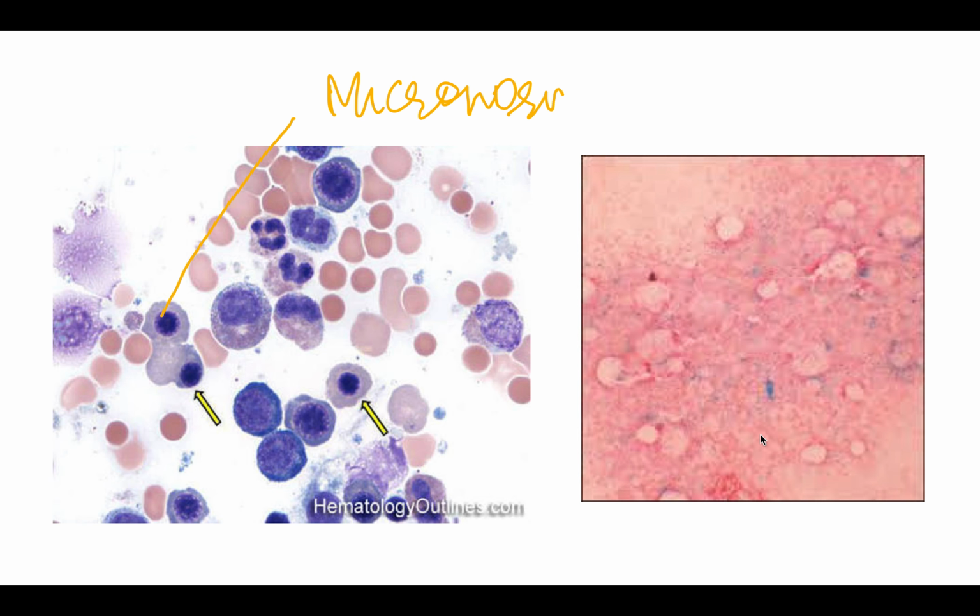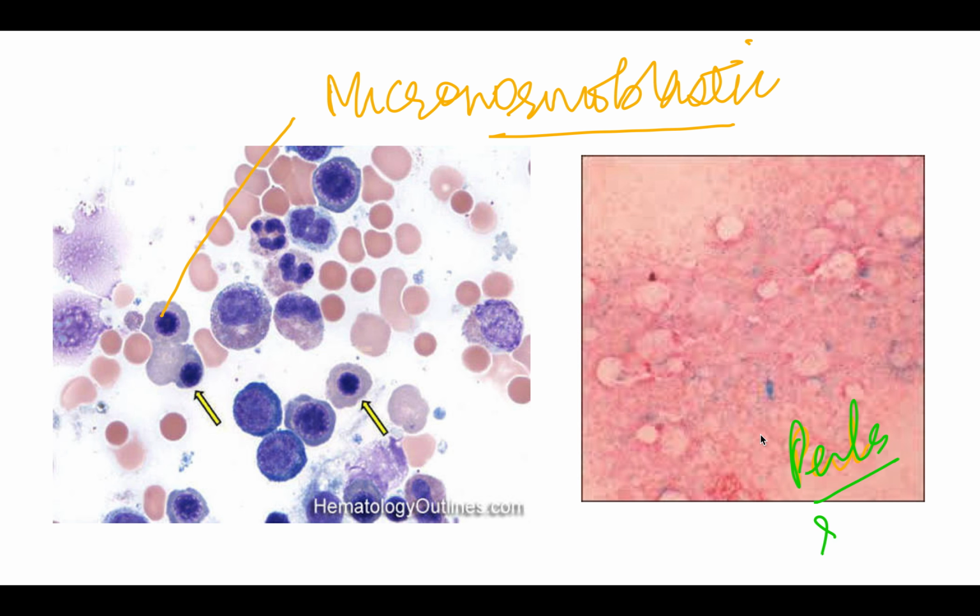There is micronormoblastic maturation in case of iron deficiency anemia, and this is the Pearl stain. Pearl stain is for iron stores. It tells about the hemosiderin present inside the bone marrow. So you can see there are few specks of bluish color. Actually, this picture is a normal picture, but in case of iron deficiency anemia there will be no blue specks present.